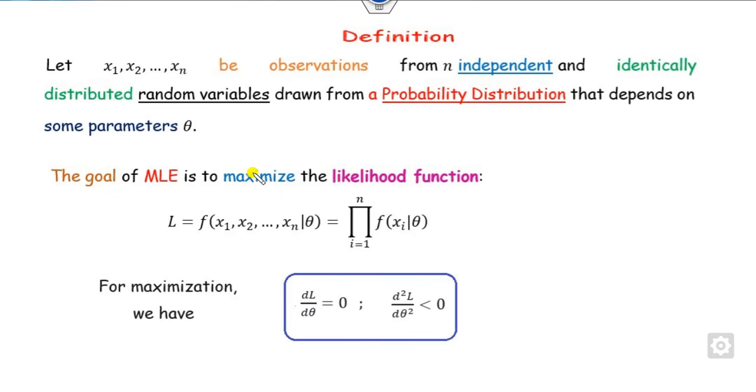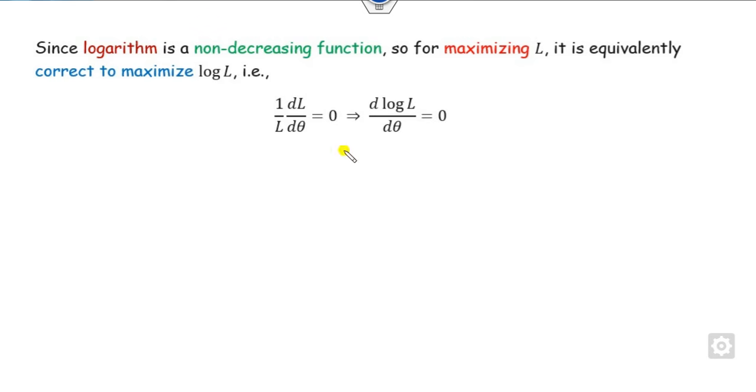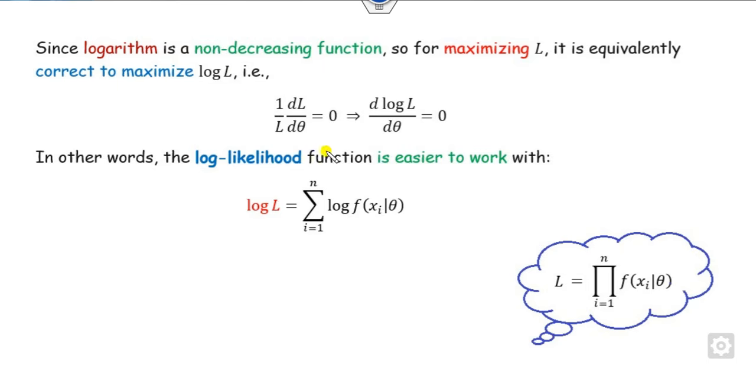Now, the rule for maximization is that we take the first derivative as 0 and the second derivative as less than 0. But sometimes, since the distribution function is complex, it is very difficult to take the derivative. So instead we can take the logarithm function. Why? Because the logarithm is a non-decreasing function. So maximizing L is the same as maximizing log L. In other words, the log likelihood function is easier to work with than L.